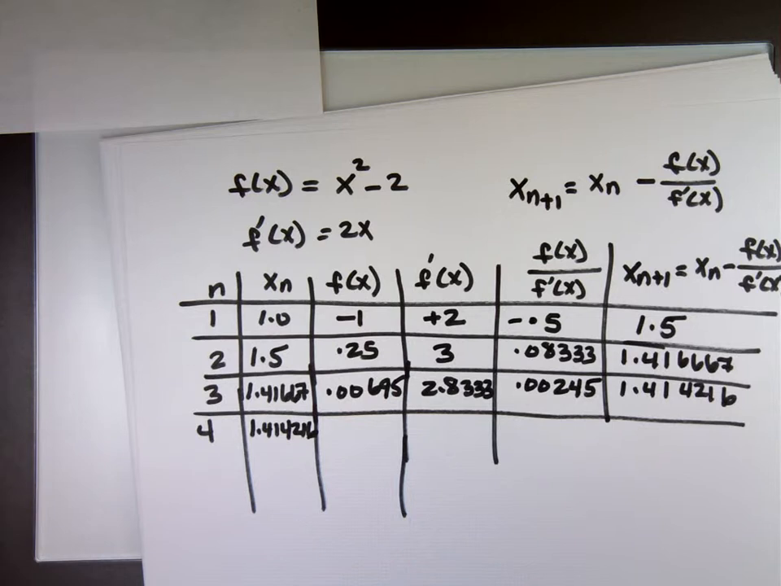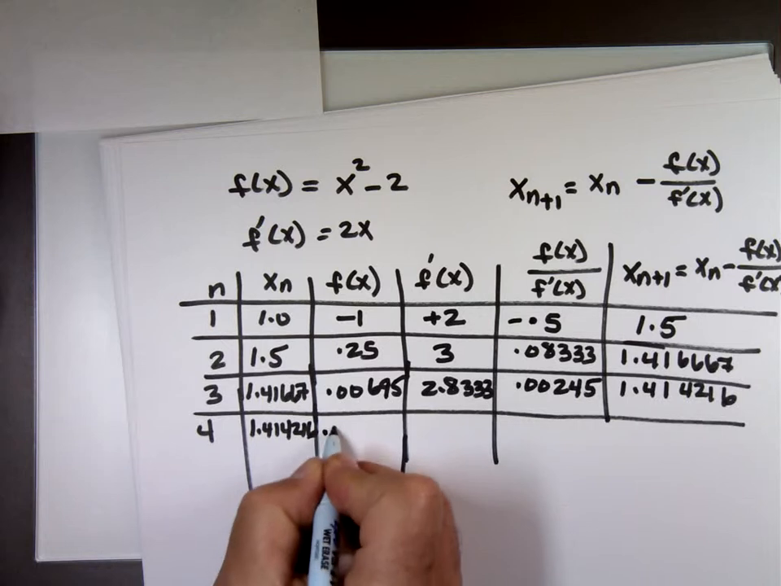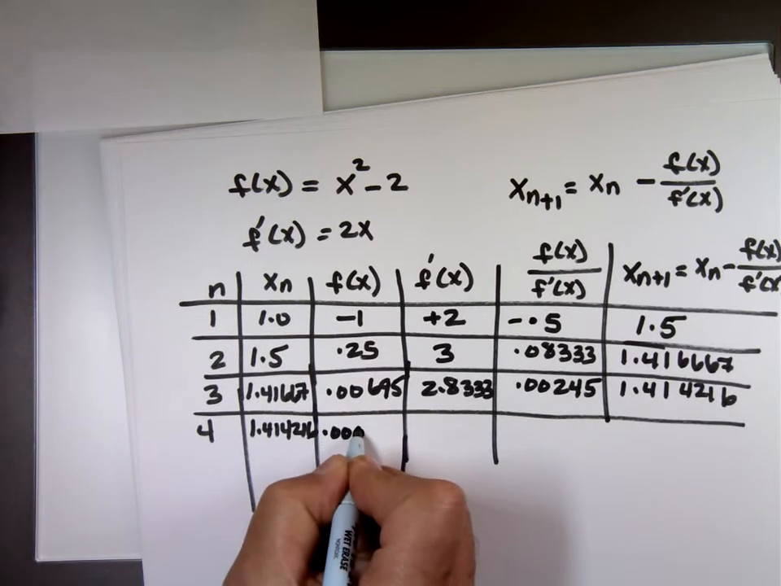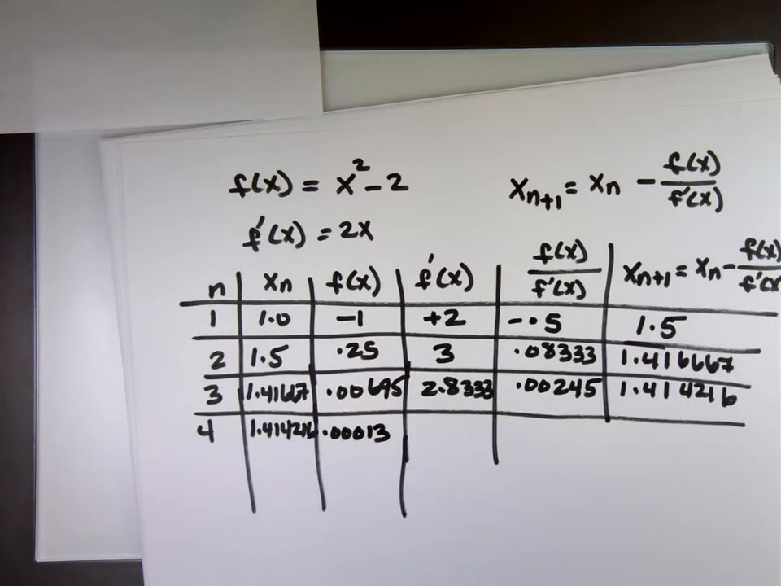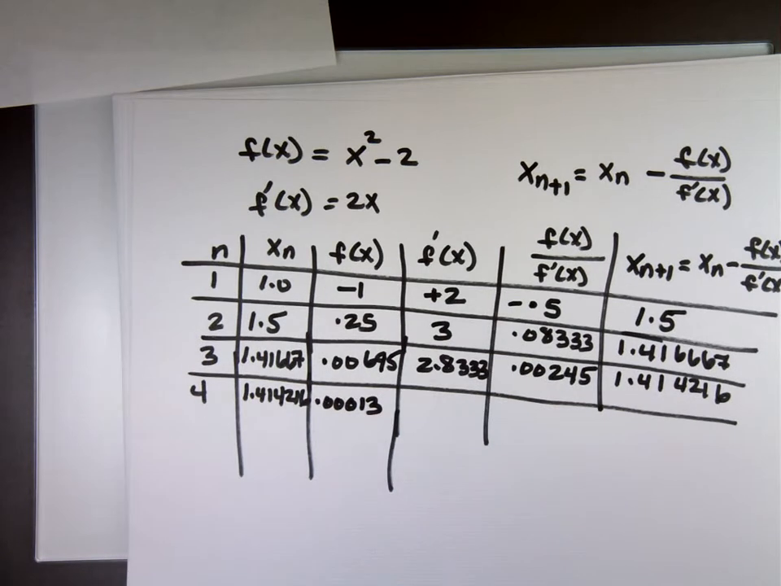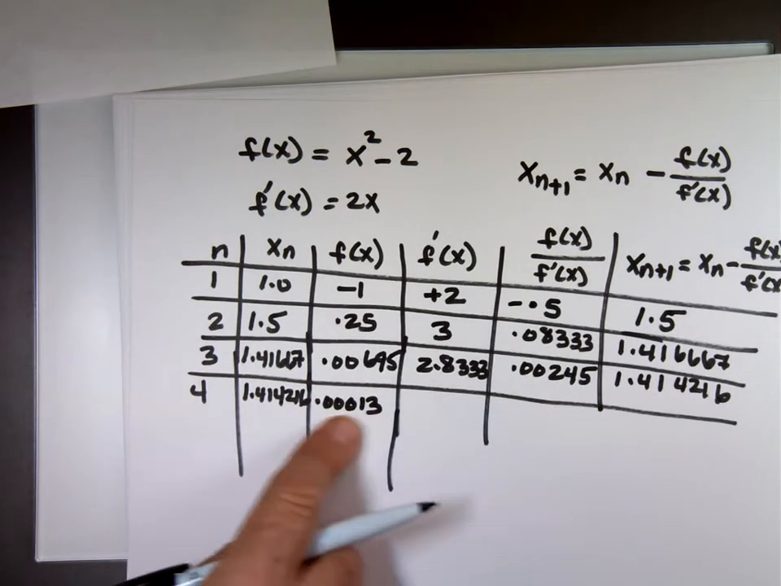1.41426 squared minus the 2, and this is what I got, 0.00013. Is that a good answer? Close enough. I'm happy with it. I mean, I can pinpoint more, but if you're looking for an answer in the neighborhood, that's a good answer. So you found the solution to that equation.